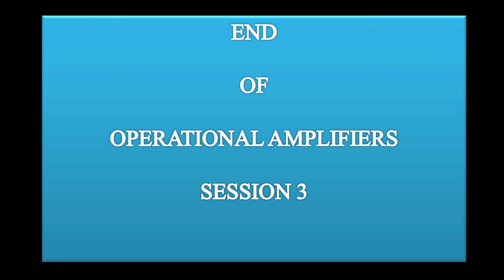Students, in today's lecture we have seen the parameters of the operational amplifier. We have seen very important parameters like input offset voltage, output offset voltage, slew rate, very important, then CMRR, that is common mode rejection ratio, open loop gain, closed loop gain, and we have seen the frequency response of the op-amp. So we have seen all the parameters of the op-amp. We have come to the end of operational amplifier session 3.